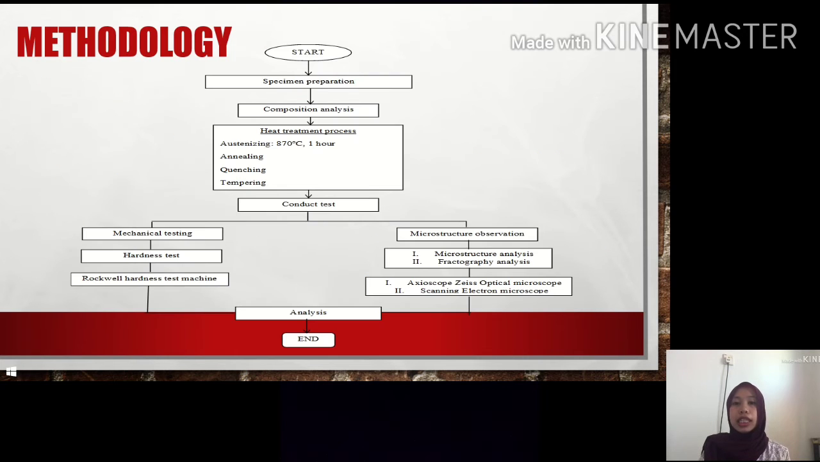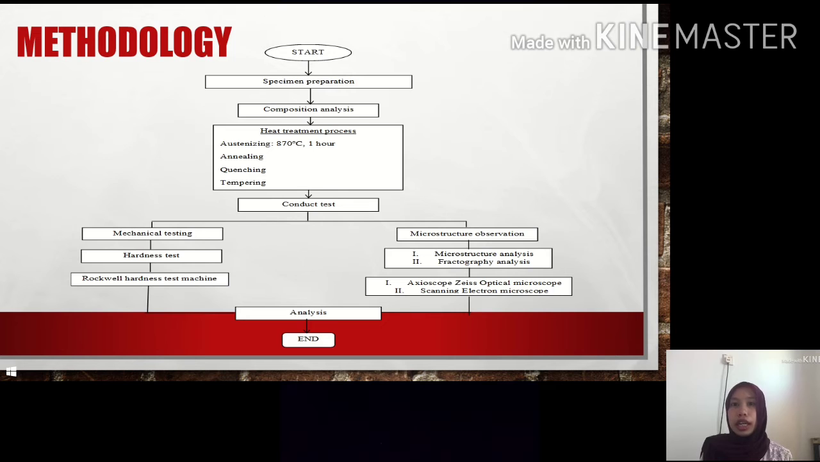Okay, the methodology starts from the specimen preparation, in which we cut the material into small pieces. Then we test the composition analysis of the material. Then we go to the heat treatment process, which starts from the austenizing process, which is 870 degrees Celsius for 1 hour.